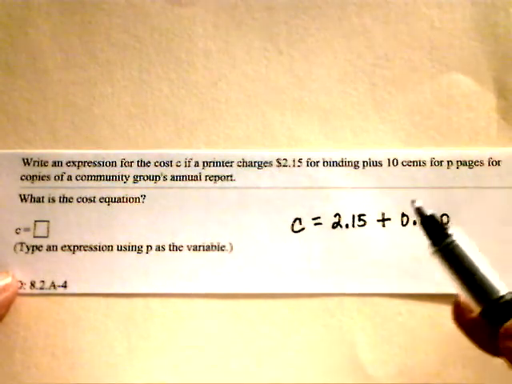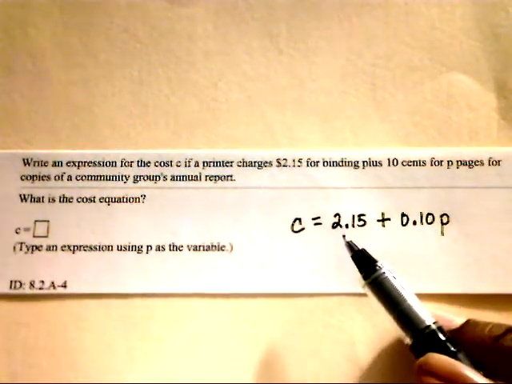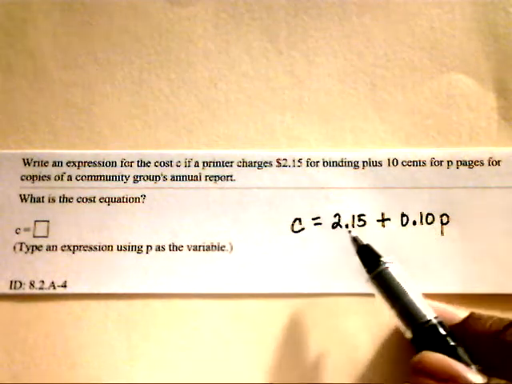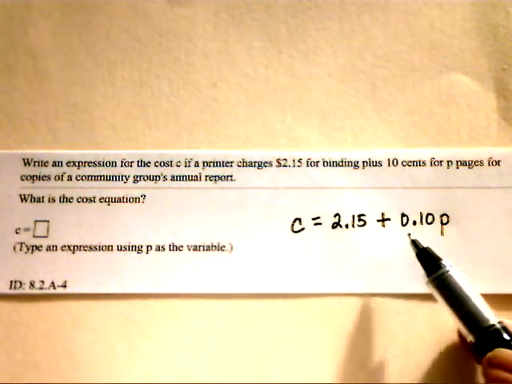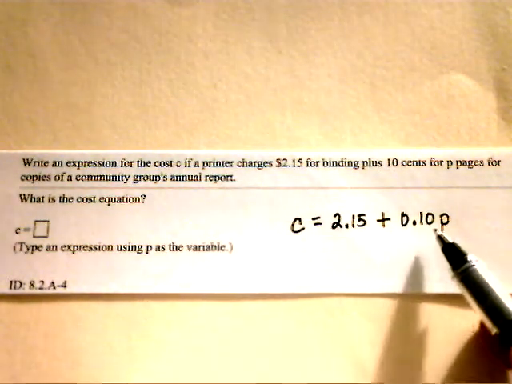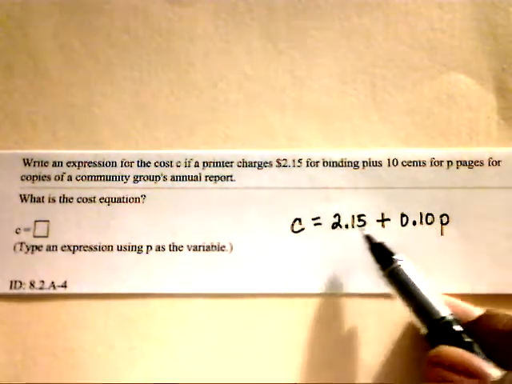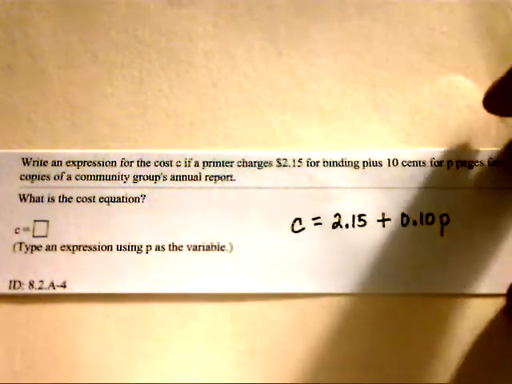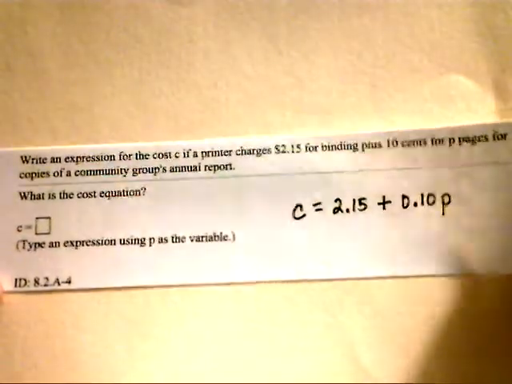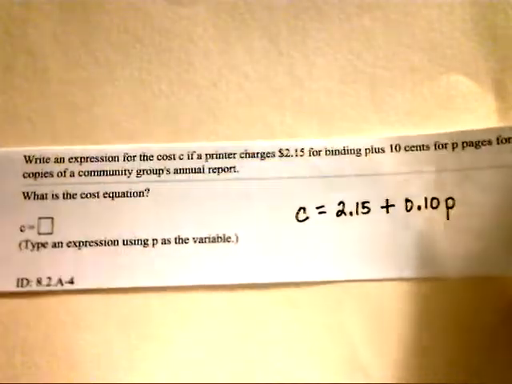That's the number of pages for copies. Okay. Now in your homework, you just type in just the expression 2.15 plus 0.10p, because it already gives you C equal to. You just have to type in this part. But that's how you'll translate that expression for the cost. Problem number 3.